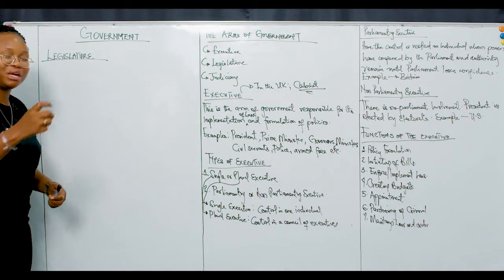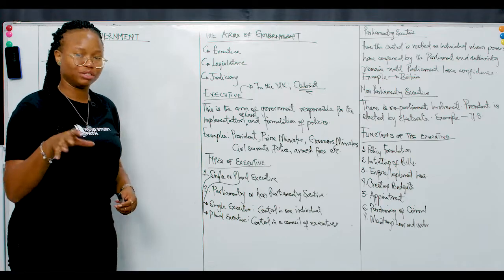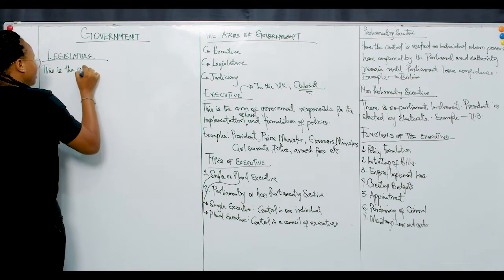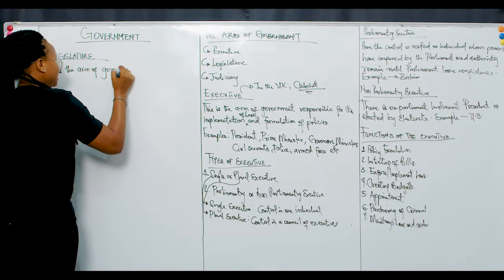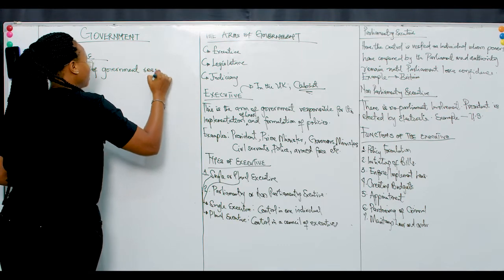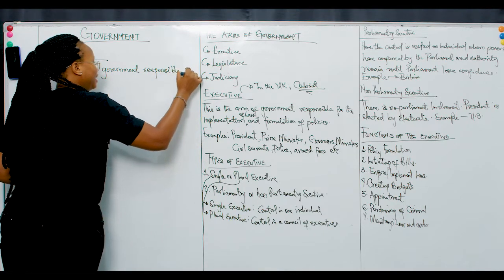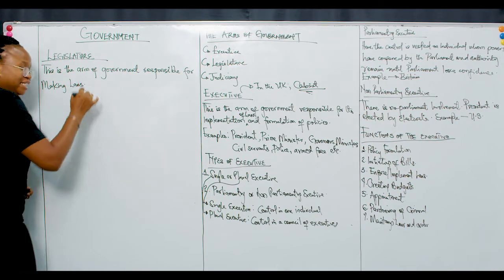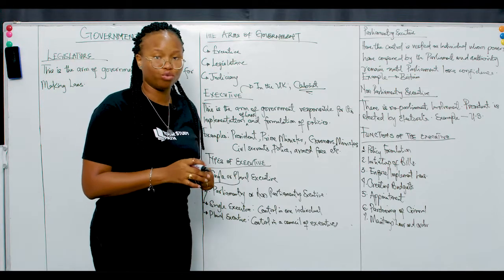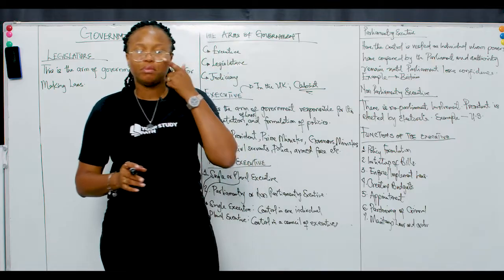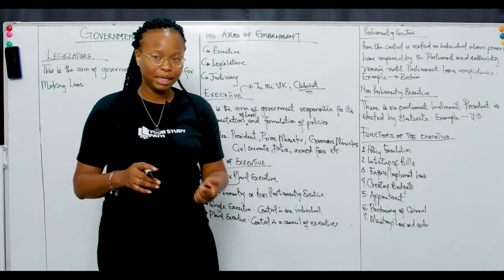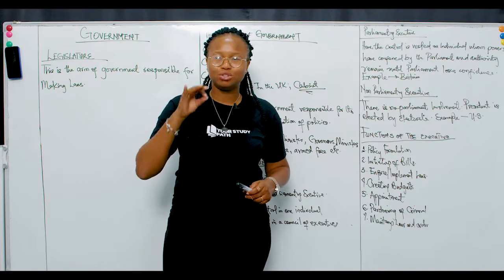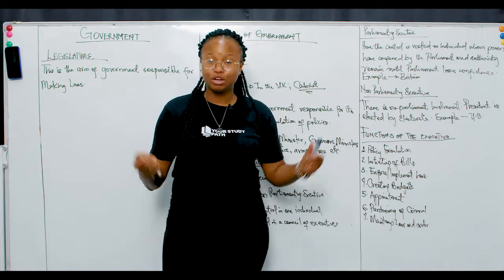So back to the legislature, I was explaining how important the legislative arm of government is. This is the arm of government responsible for making laws. This is a very important function of the entire governmental body, because if laws are not made, there will be no means of controlling citizens' actions. Right? So the legislature is responsible for making laws, and those laws are usually binding on everyone, including themselves.